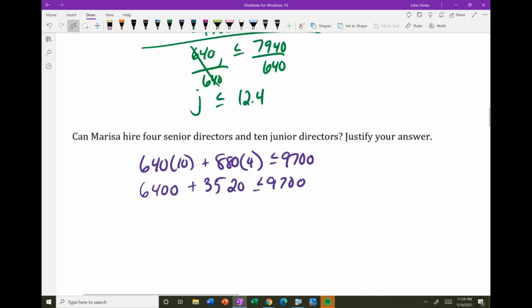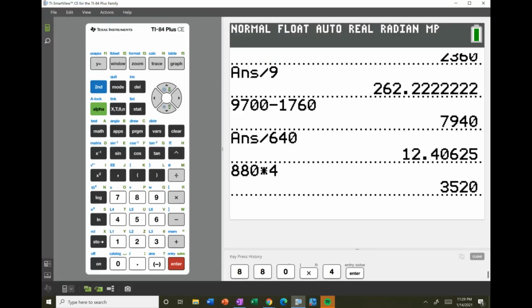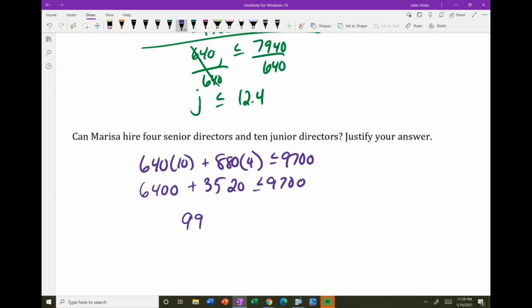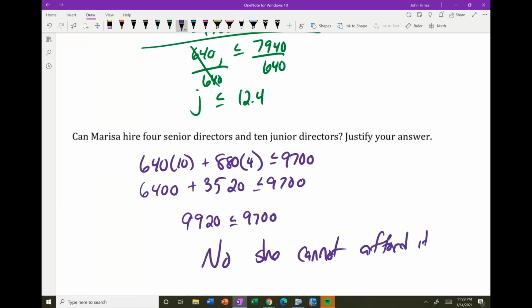Let's see, does she have enough? So I'm doing that number plus 6,400. 9,920. Oh, Marissa, not looking good for you. They cost too much. No, she cannot afford it. She needs $9,920. She's constrained. She has at most 9,700.